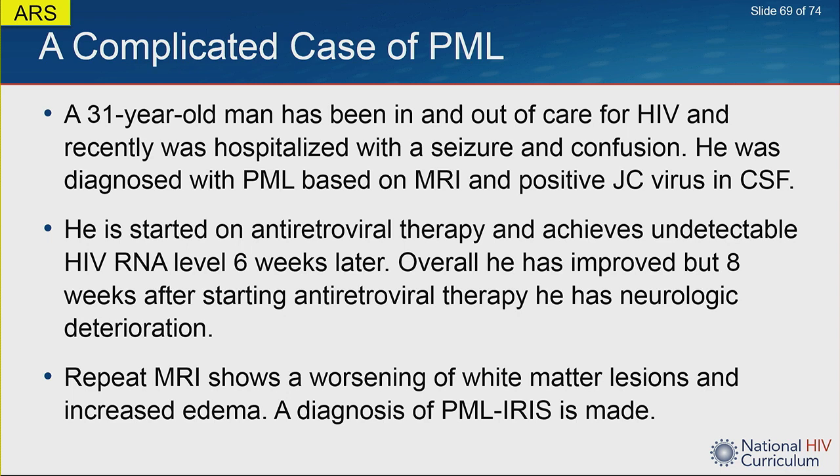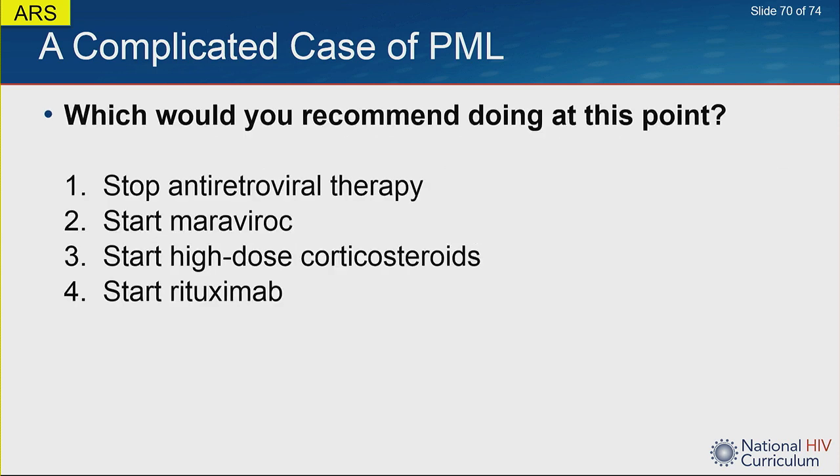So the right thing was done at that point, which was to go back and look at his MRI again. And when they look at the MRI again, it actually looks worse. The white matter lesions now have a lot of edema, and the neurologist and the radiologist say the most likely diagnosis is PML-IRIS. So now you are in this situation, what would you do?